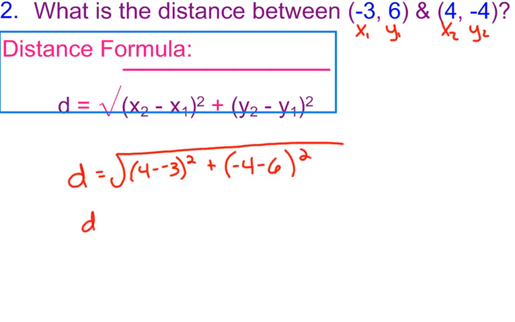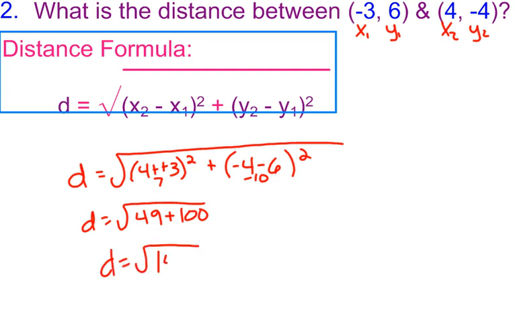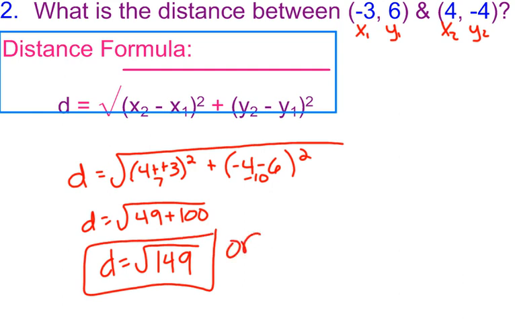So I simplify this using my order of operations. So I have 7 squared, which is 49. And then here I'm going to have a negative 10 squared, which is 100. So my distance is the square root of 149. You can choose to leave it like this, or if you want to, you can find the decimal value, and that can be your answer also.